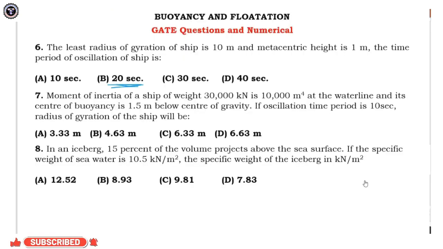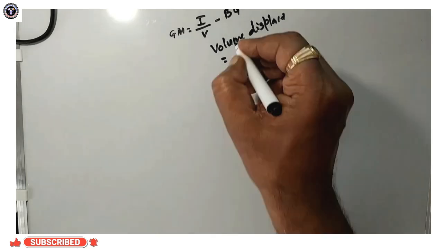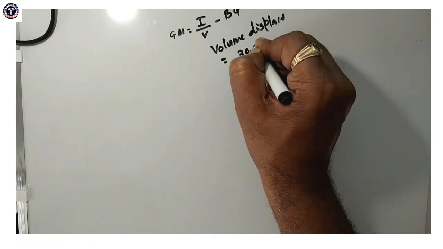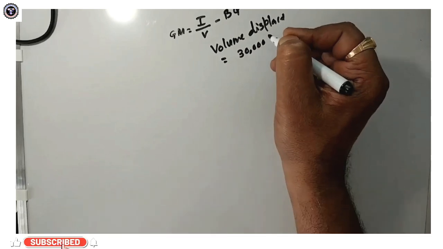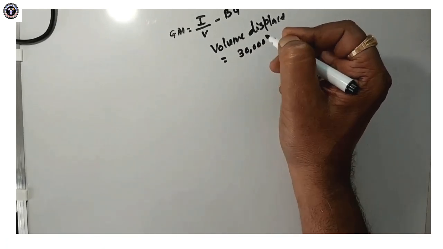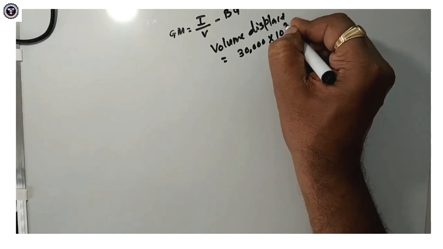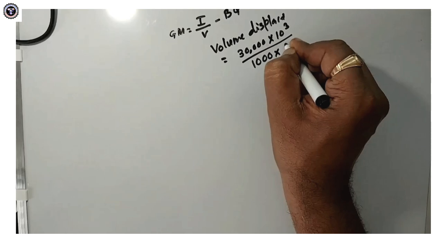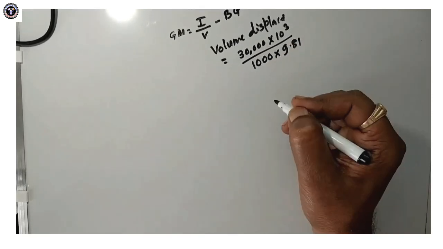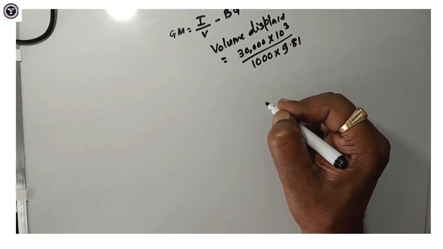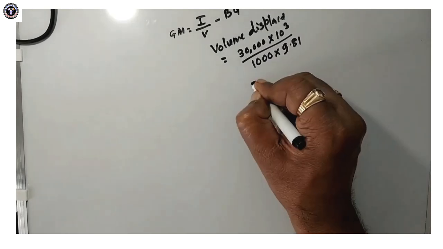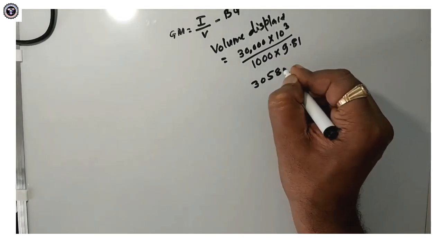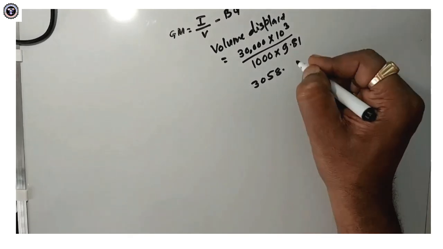Weight of the ship is 30,000 kilonewton. Isn't it? Yes, 30,000 kilonewton. So 30,000 upon weight of the water. 30,000 kilonewton into 10 raised to 3 upon 1,000 into 9.81. So that is 3058.1 meter cube.